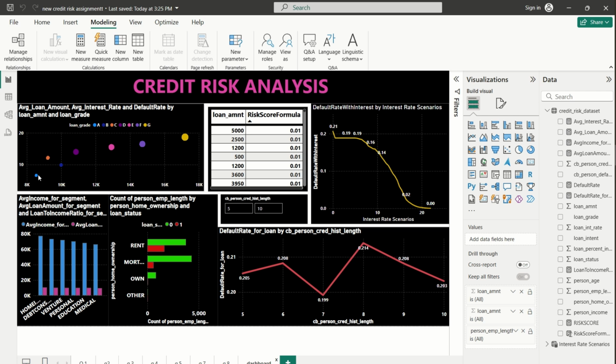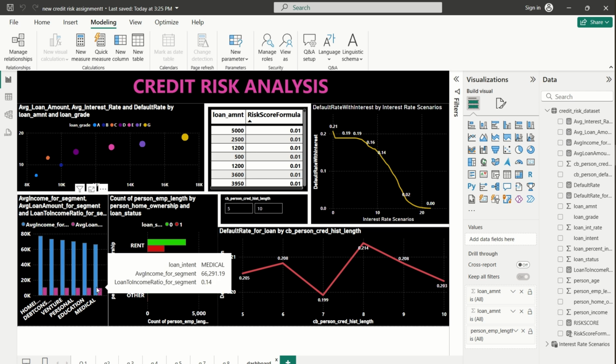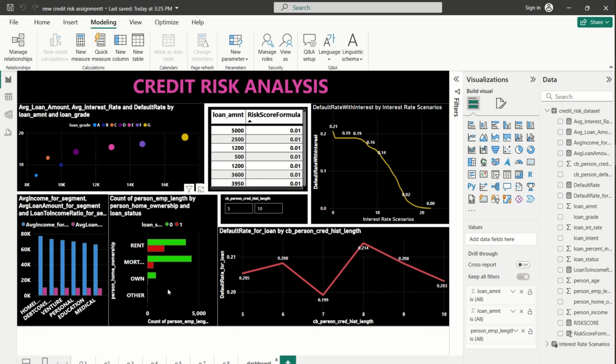So here loan grade A has less loan amount, interest rate and default rate. Loan grade G has higher loan amount, interest rate and default rate. Then in this second chart, it is a clustered column chart. Home improvement has the highest average income and medical has the lowest. Then in this second clustered bar chart, rent has the highest default rate as compared to others.